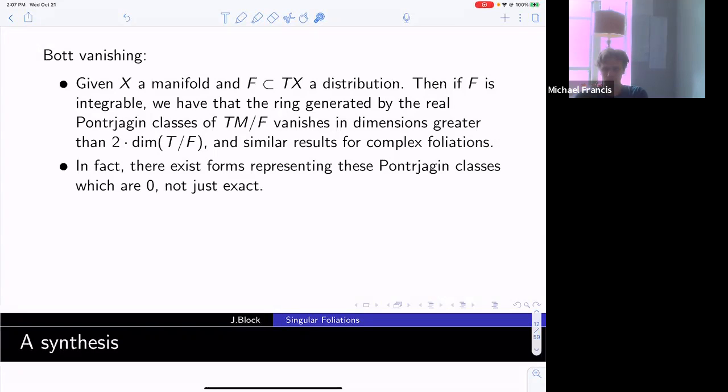And using this, you can define secondary characteristic classes and so forth. Okay, I'm actually going to only talk about primary characteristic classes today.